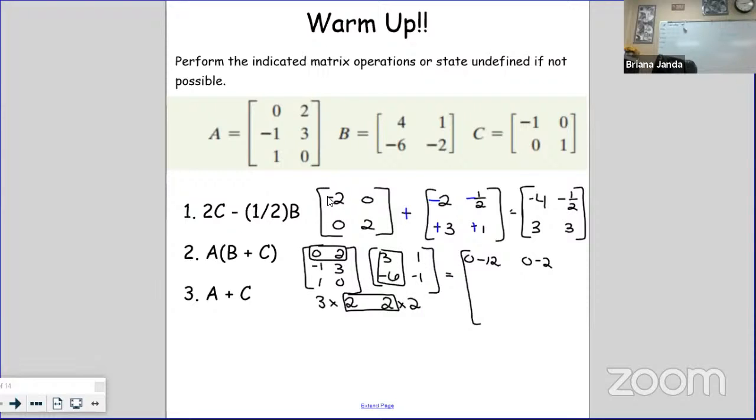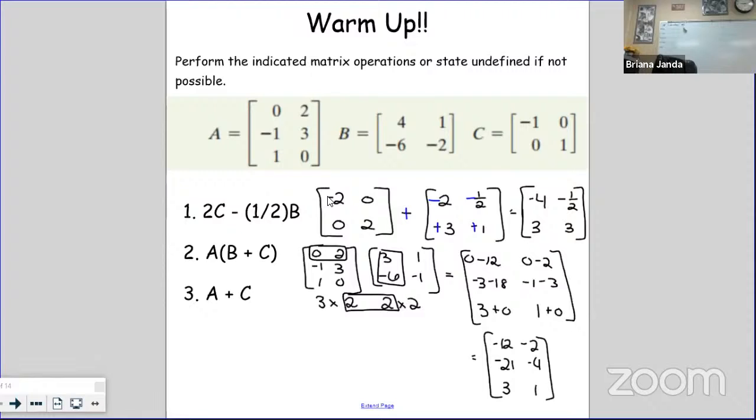So -1 times 3 is -3. 3 times -6 is -18. -1 times 1 is -1. 3 times -1 is -3. 1 times 3 is 3. 0 times -6 is 0. 1 times 1 is 1. And 0 times -1 is 0. Which cleans up to, let's see, -12, -21, 3, and -2, -4, 1.